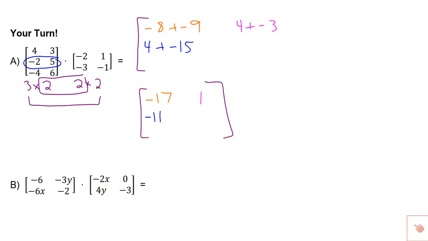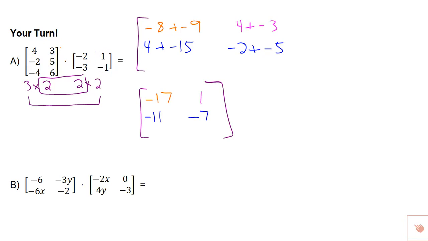Moving on. I'm going to stick with the second row, and I'm going to multiply it by the second column. Negative 2 times 1. 5 times negative 1. Add them together. Goes in the second row, second column.